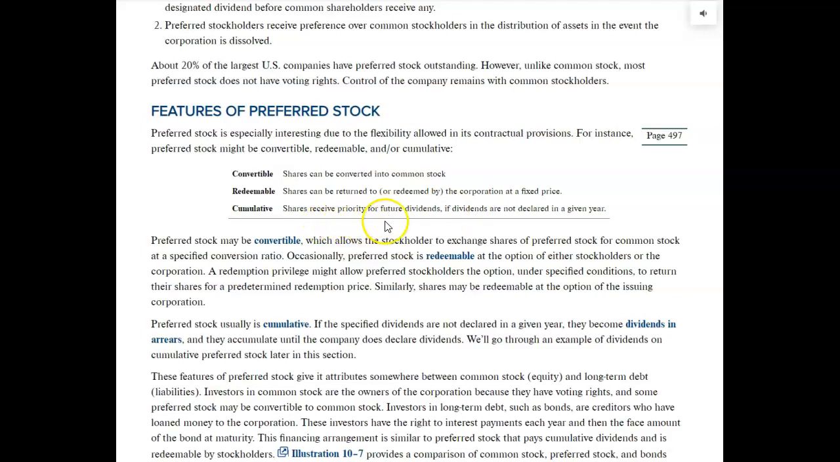Cumulative means that if in any one year dividends are not paid, that amount will build up year after year that they're not being paid, and then finally, when the dividends are paid, the preferred stockholders will receive all that past missed dividend amount first, then the current year dividends, then the common stockholders will receive their dividends. So with cumulative, any missed prior dividends from prior years will be caught up first before the common stockholders will receive any dividends.